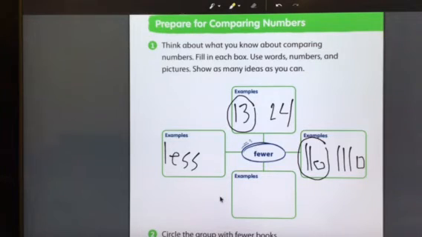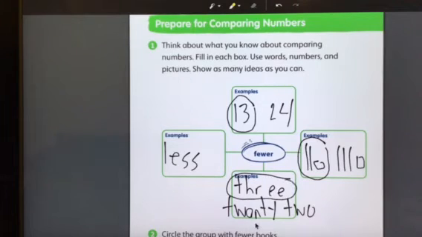Next, I'm going to use words to write out my numbers to show two numbers being compared. So first, I'm going to write the number 3, and then I'm going to write the number 22. Which one is fewer, 3 or 22? We know that 3 is fewer or less than 22, so you're going to circle the number 3.